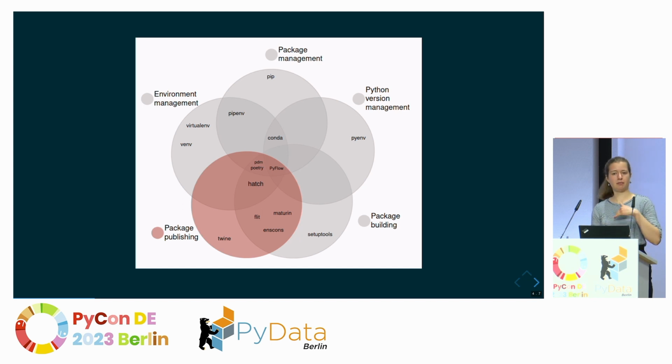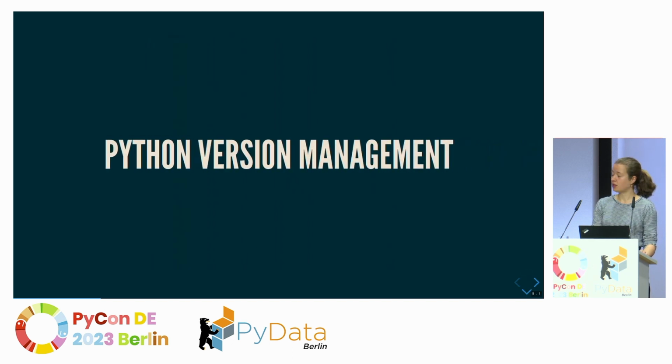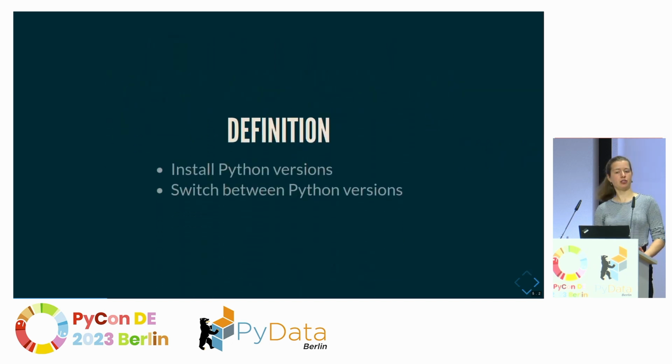So this was just maybe as a short introduction of the different categories, and now we will walk through each of them individually. So first up is Python version management. A tool that can do that is able to install different Python versions, or lets you install them, and lets you switch between them easily.